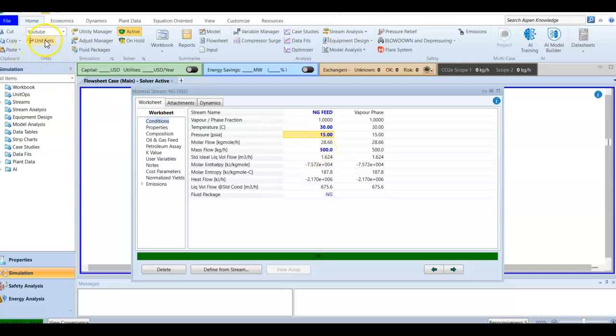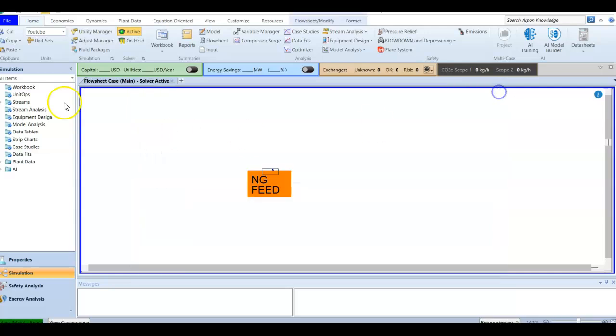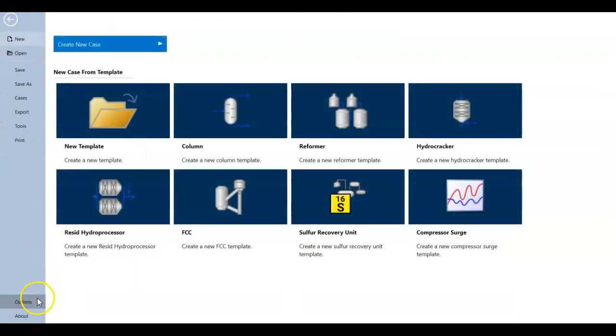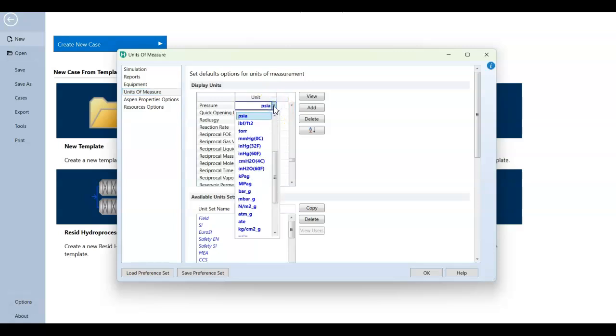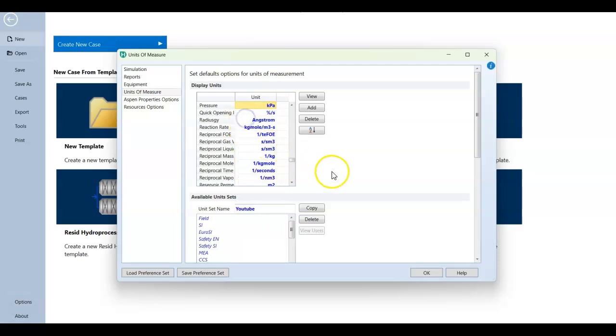Before starting any model or any simulation, just make sure that you are choosing the right unit set, because if you have chosen anything wrong, all the data will be wrong. Another important point, you can change more than one unit. If I go to the file and the options over here, I'm looking for the unit of measurement, and for YouTube maybe I'm taking this back to kilopascal, because during our work we will be working in kilopascal.